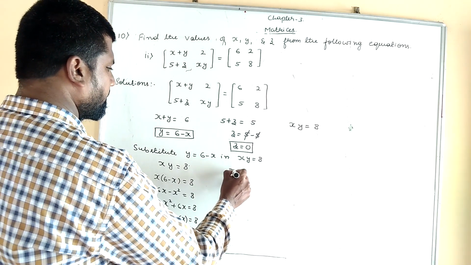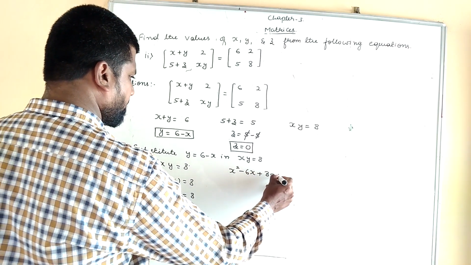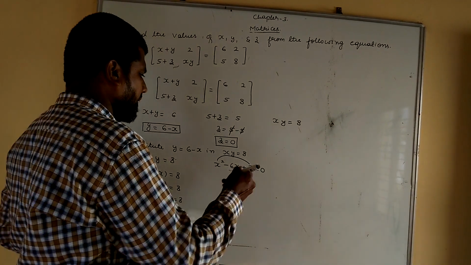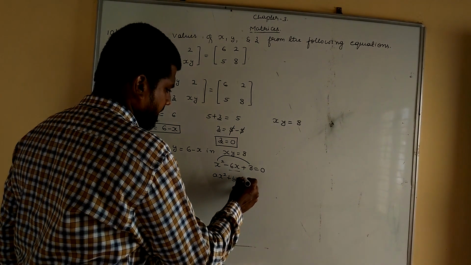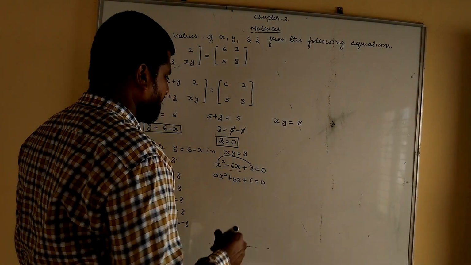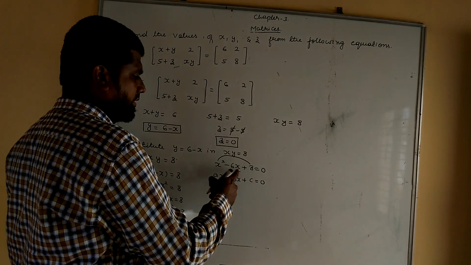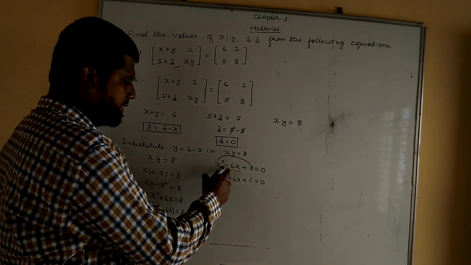Then x square minus 6x plus 8 is equal to 0. The equation is in the form of ax square plus bx plus c is equal to 0. So it is in the form of ax square plus bx plus c is equal to 0. This is the quadratic equation. You have to find the factors of this equation.